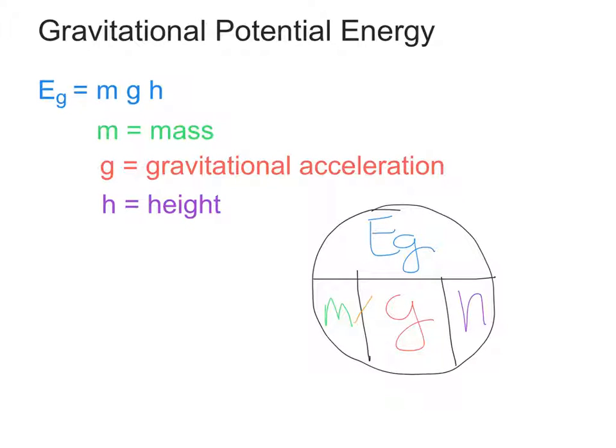Remember that these on the bottom would be multiplied by each other, and then anything on the top would be divided by whatever is on the bottom. So we can manipulate any of these variables to find the fourth one.